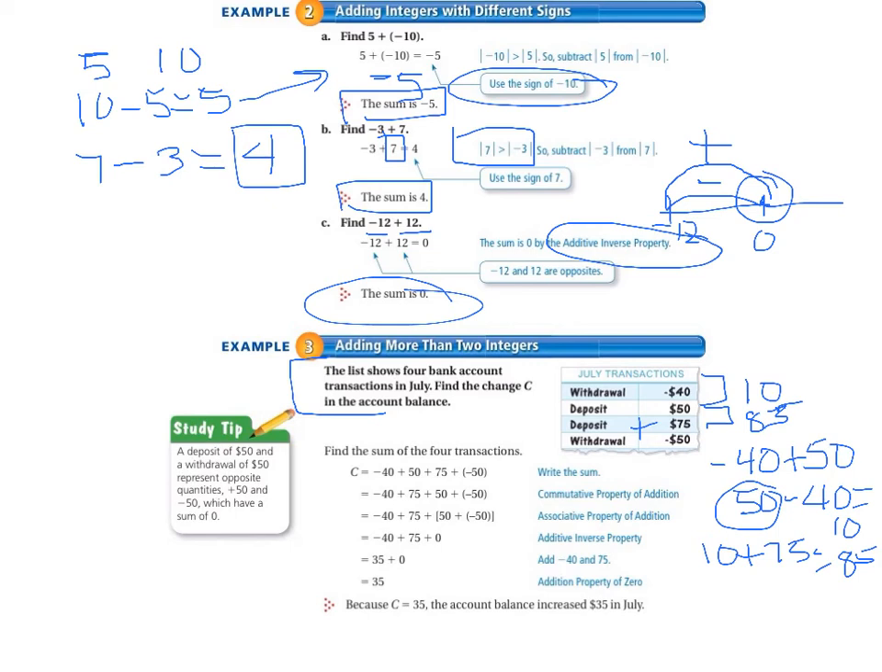It's a 5, not a 3. It's hard to write on this. And then you have 85 minus 50, which you can all do really easily, is $35. So that's just adding and subtracting. So C equals 35. The account balance was increased by $35 in July.